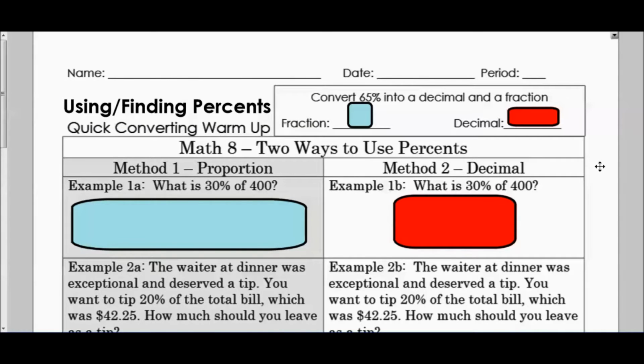Alright, so this video is all about using and finding percents. Last unit we talked about converting percents into decimals and fractions. We're really just representing the same value in three different forms when we write it as a decimal, a fraction, and a percent. We're going to see that all three of those can be used to solve proportion word problems.